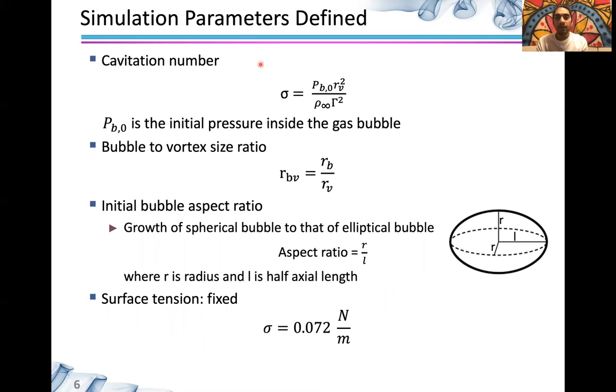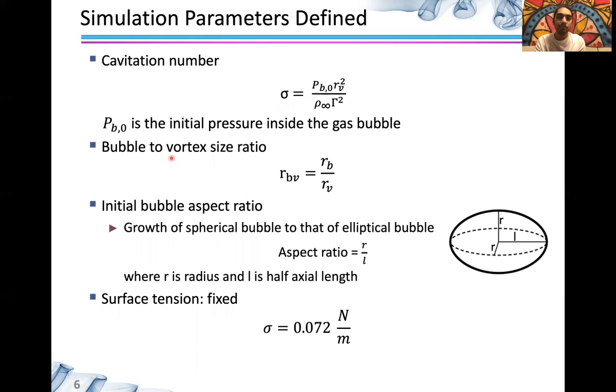Various simulation parameters have been defined here. First we have the cavitation number. You can think of the cavitation number as a parameter for how strong the vortex is. It is given by the pressure, the radius of the vortex, the density, and the circulation of the vortex squared, using those four variables. The stronger the circulation velocity is, the lower the value of sigma will be. So the stronger your vortex, the lower sigma is going to be.